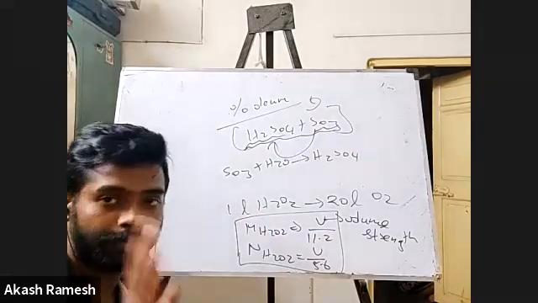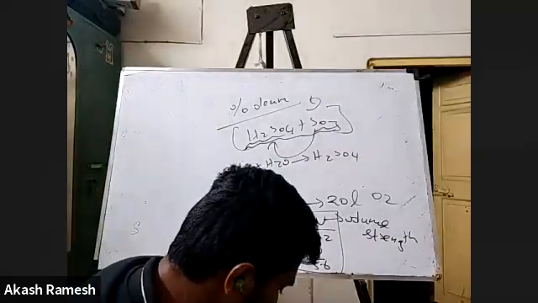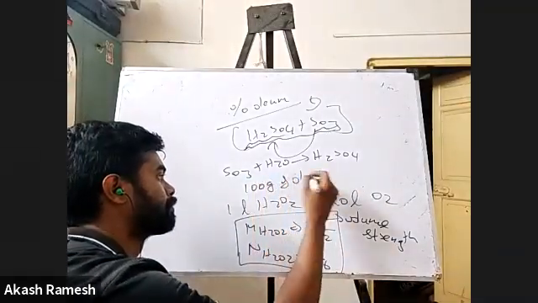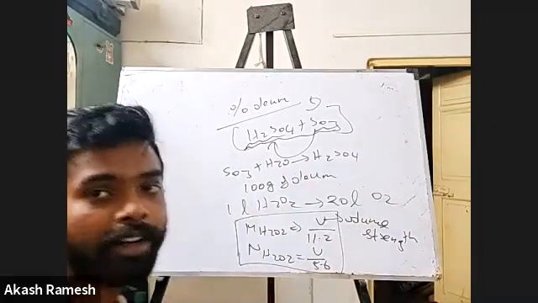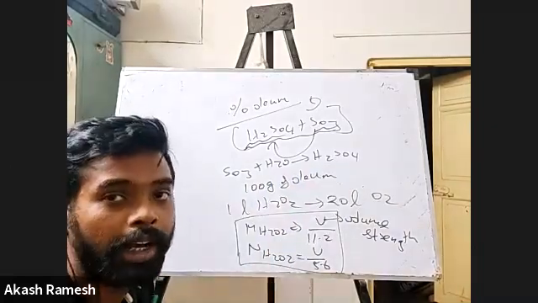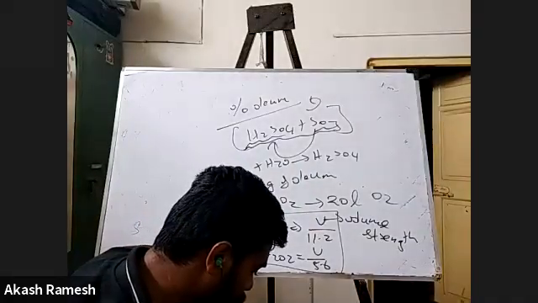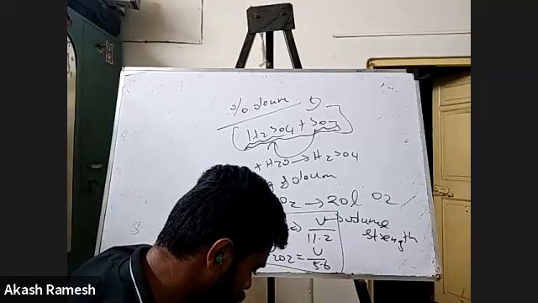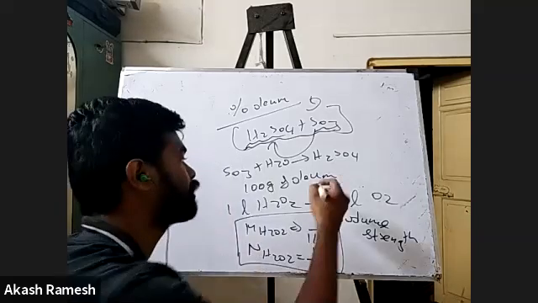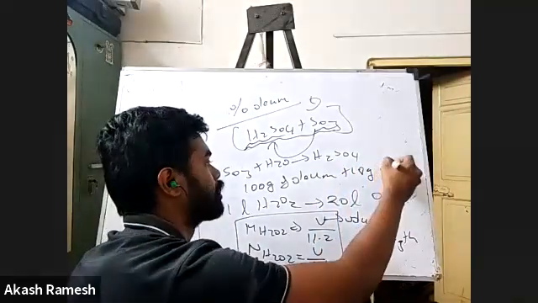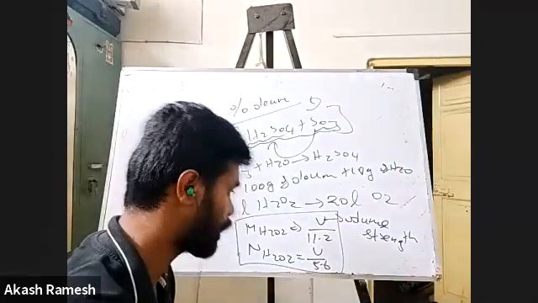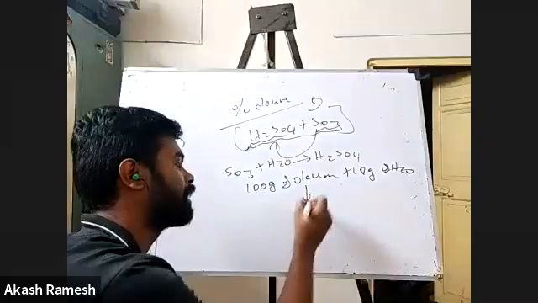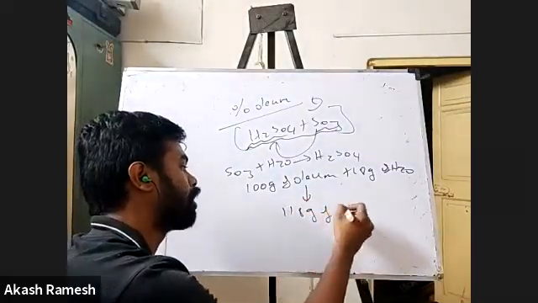Now, for example, I say that I have 100 grams of oleum. That is a mixture of H2SO4 and SO3. Now, say if I add 18 grams of water to this, what you will get is 118 grams of H2SO4.